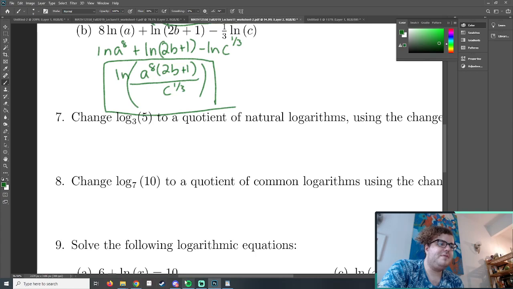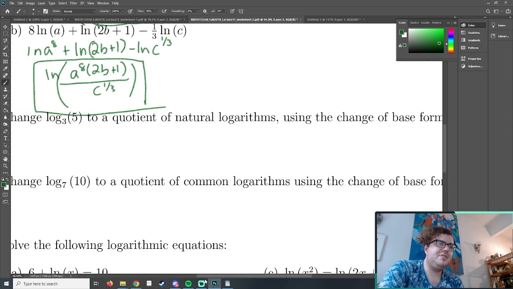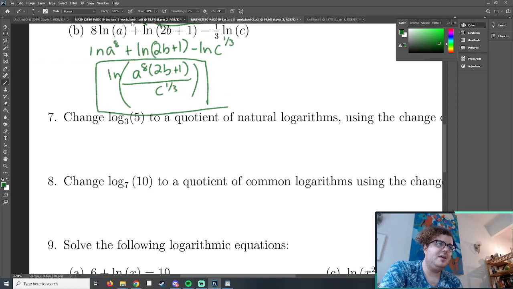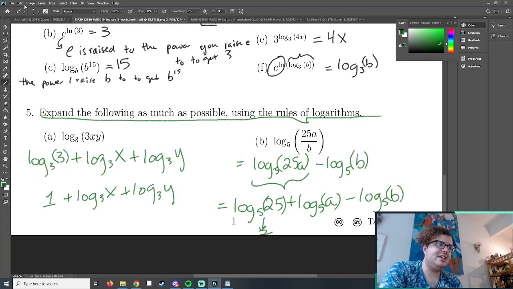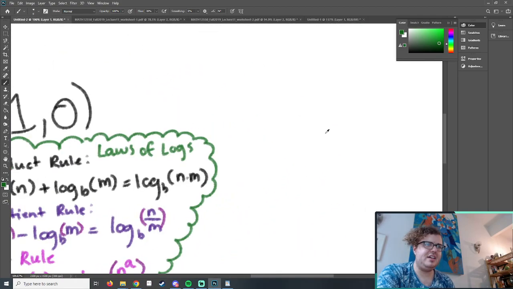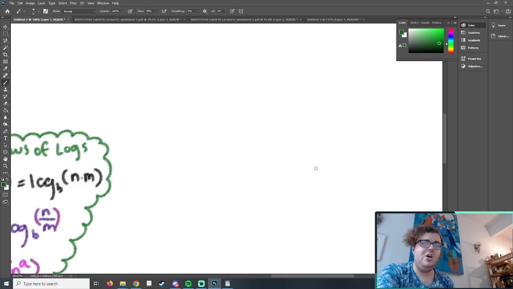Change log base 3 of 5 to a quotient of natural logarithms using the change of base formula. So this is a new formula that I haven't given you yet. This is maybe the last fact I need to give you today. The change of base formula. It's a lovely little thing, and it's good because your calculator, you may have noticed by this point, only has a button for log base 10 and maybe ln. Right? It just has log and ln. It doesn't have a way to put in the base on most calculators unless you have a nice fancy scientific calculator.